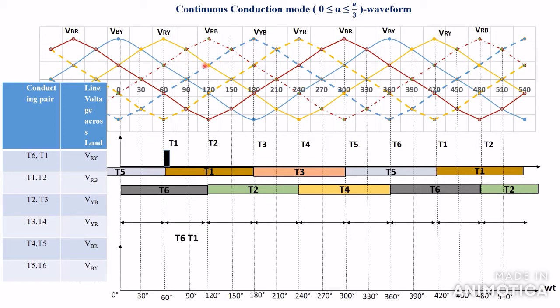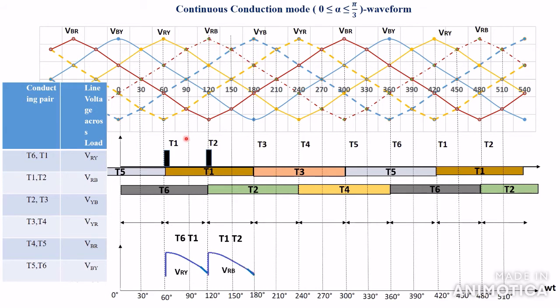During this interval the VRY voltage waveform shape is different than the previous case. This drooping or decreasing portion of the VRY voltage will appear across the load. The only difference is in the waveform shape. During the next 60 degree interval, the conducting devices are T1 and T2, and the output voltage will be VRB. Again this decreasing portion of the VRB voltage will appear across the load.